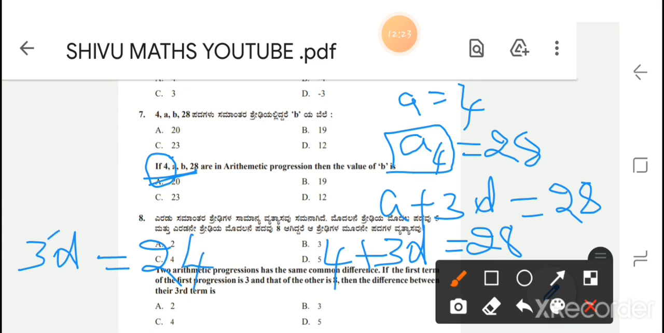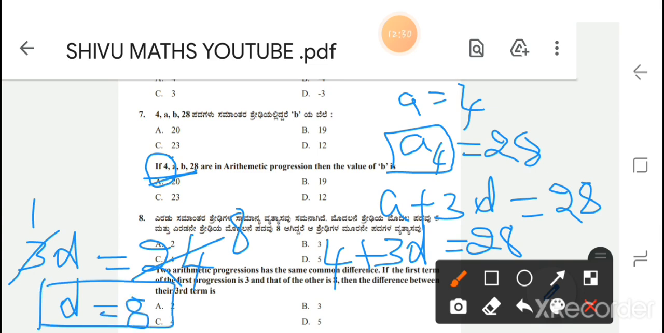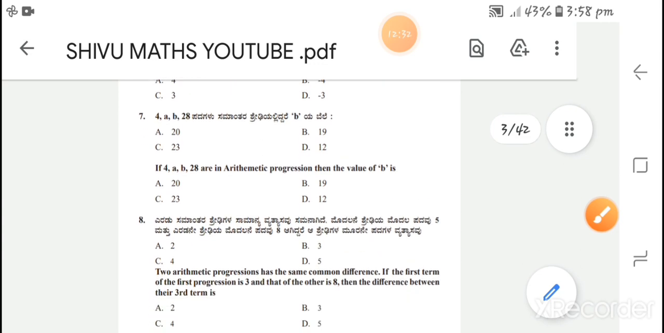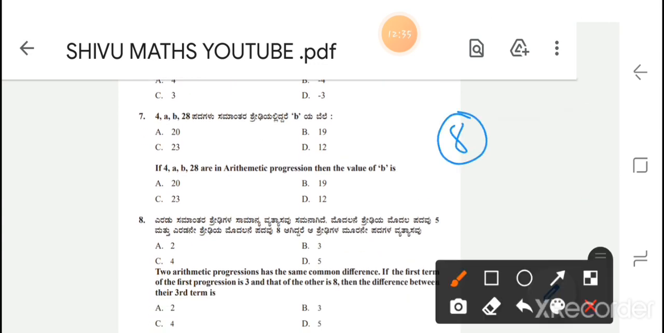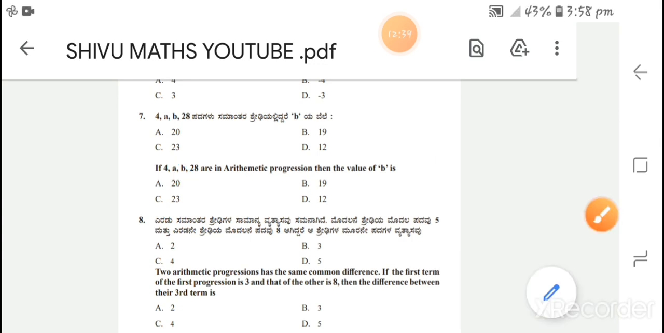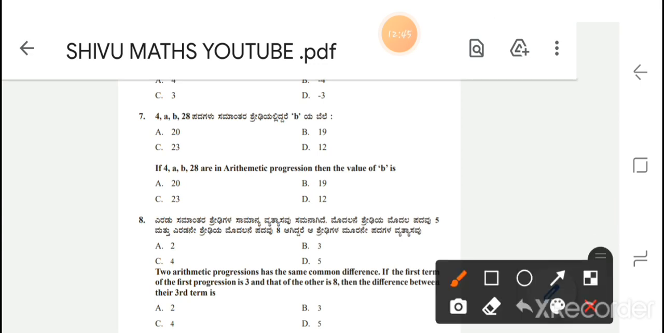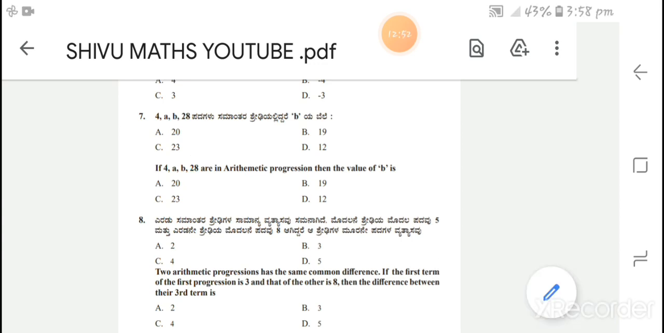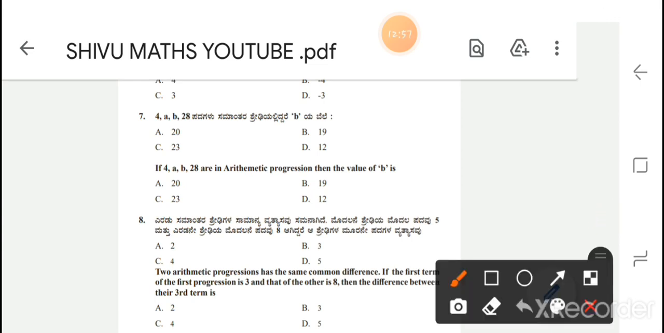So then d is equal to 24 by 3, 3 eights are 24. So d is equal to 8. If d is 8, what is the value of b? See, b is the preceding term for 28, the fourth term. B is the third term which is preceding for the fourth term. So that's why you need to subtract d from the fourth term, you will get the third term. So here b is the third term, that is b is equal to what?